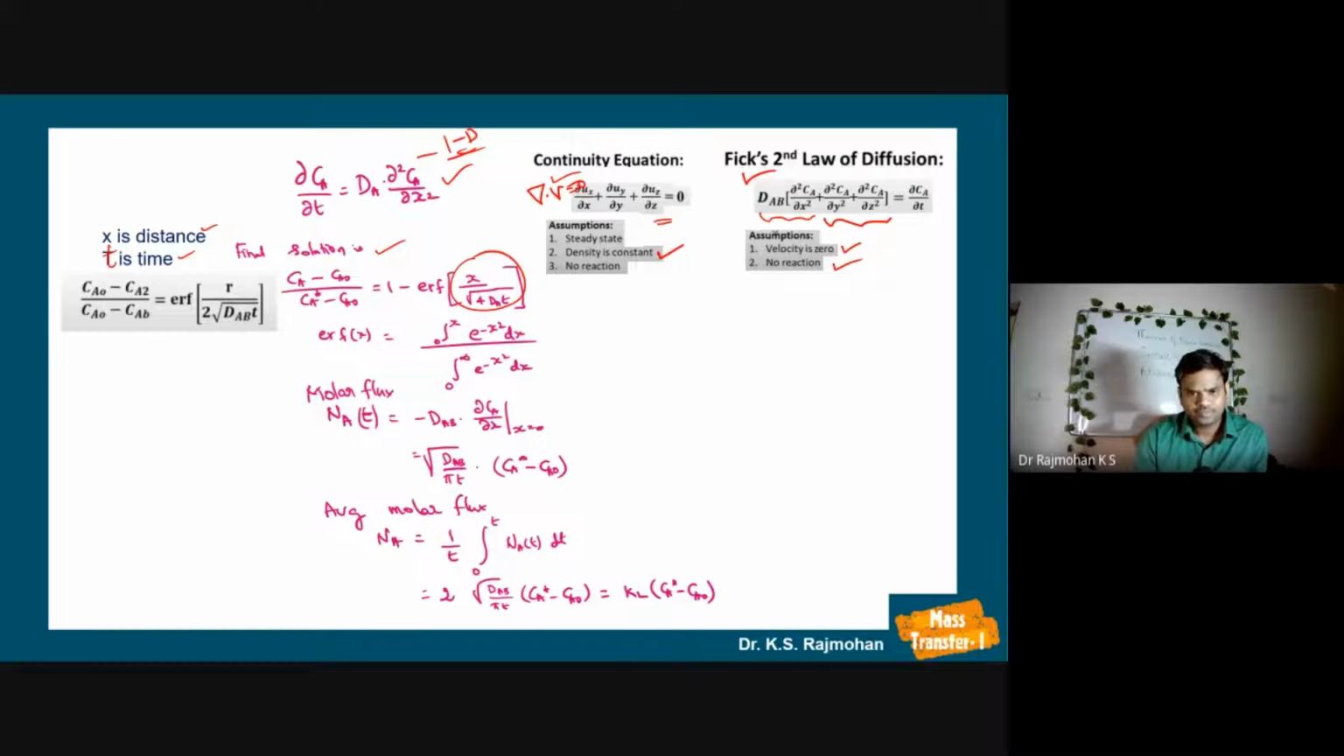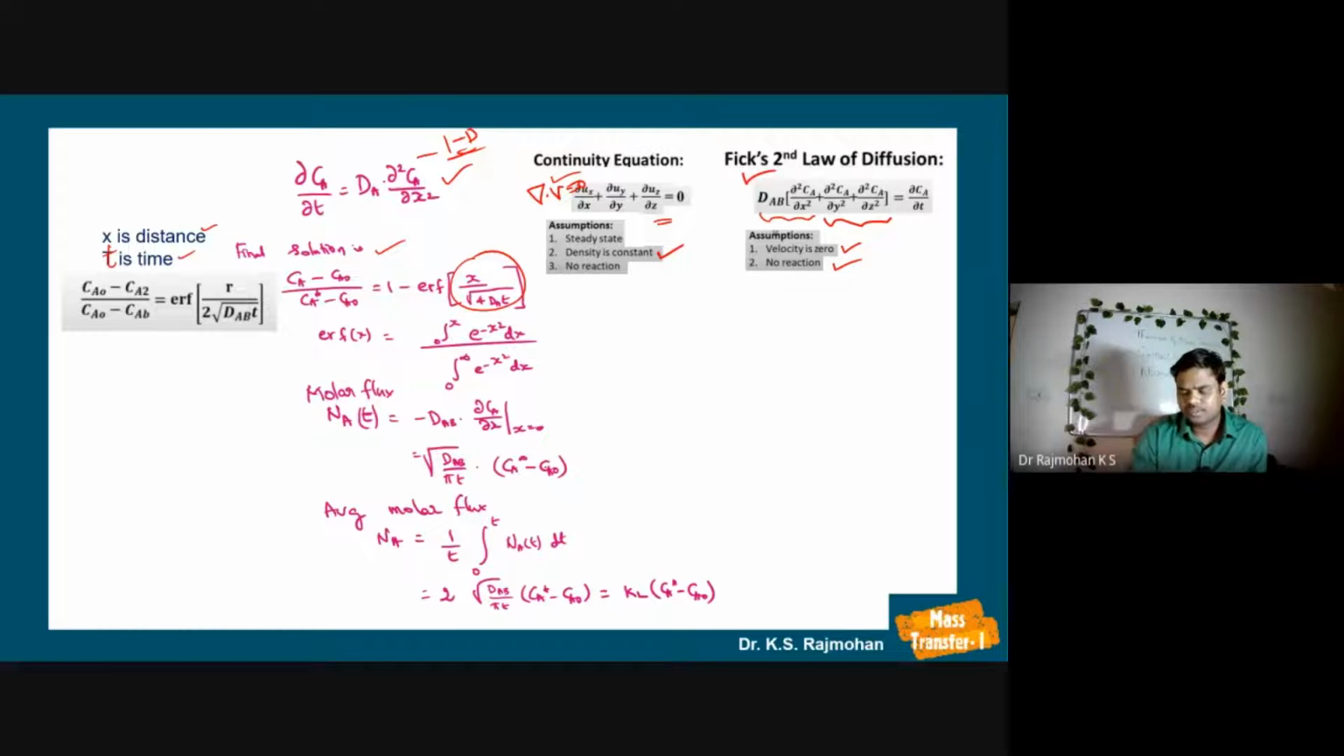Where the error function is the integral from 0 to x of e power minus x squared dx, divided by the integral from 0 to infinity of e power minus x squared dx. And from that we can write the molar flux equal to minus DAB into dCA by dx at x equal to 0. So we have this expression.